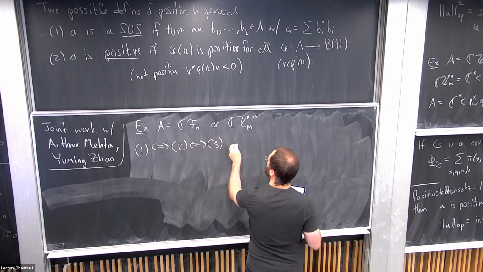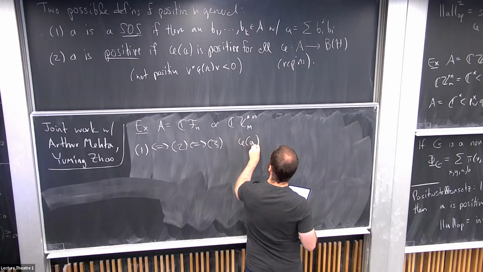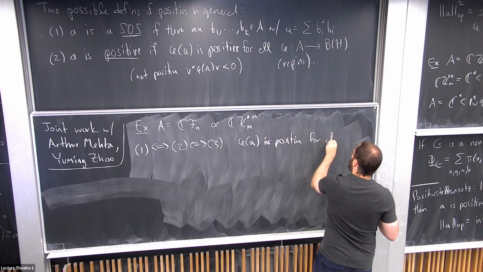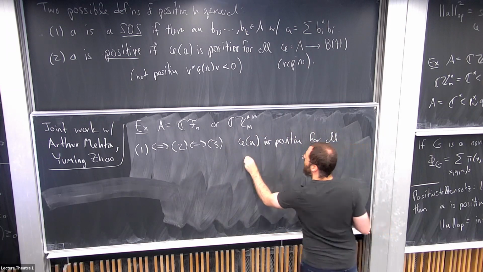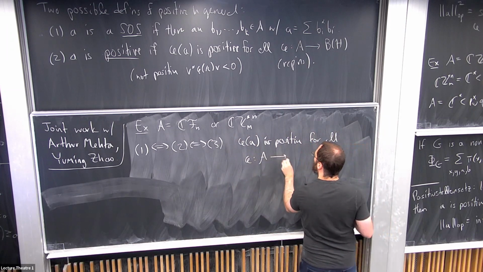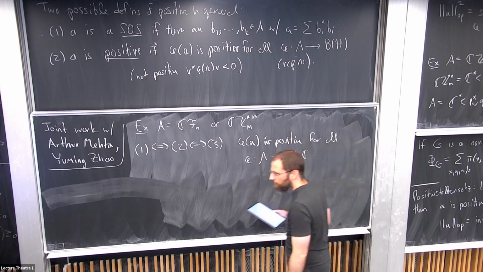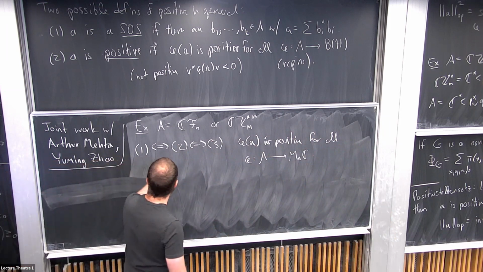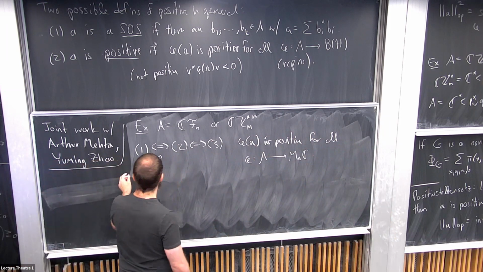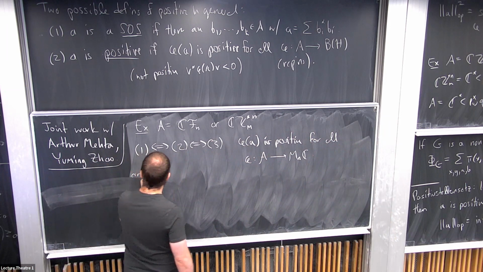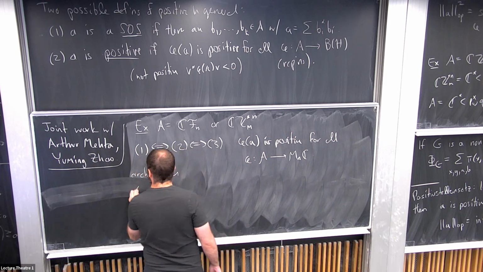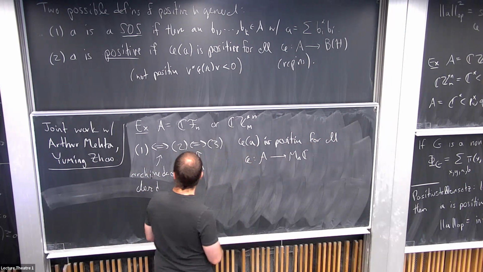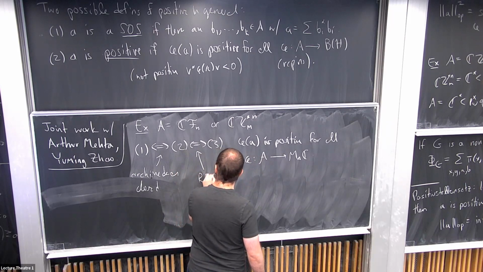So phi of a is positive for all phi from A to matrices. We have some terminology for these. If one holds if and only if two, we say that this is Archimedean closed. And if two holds if and only if three, we say that A is RFD.